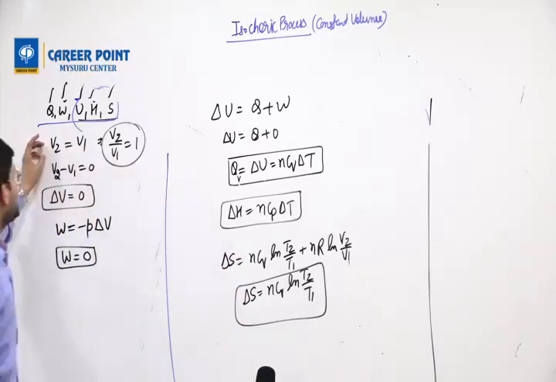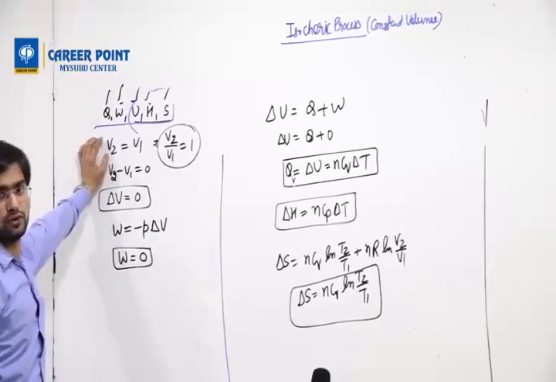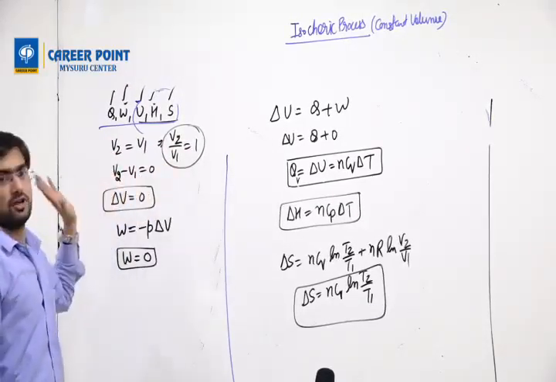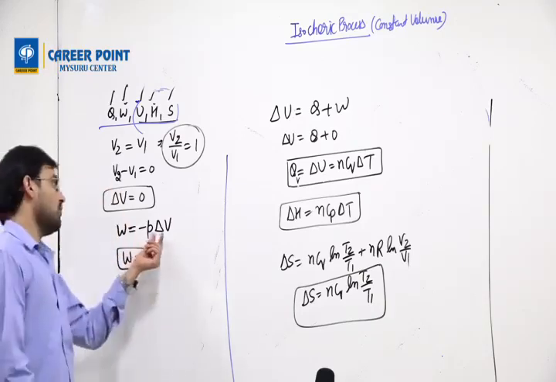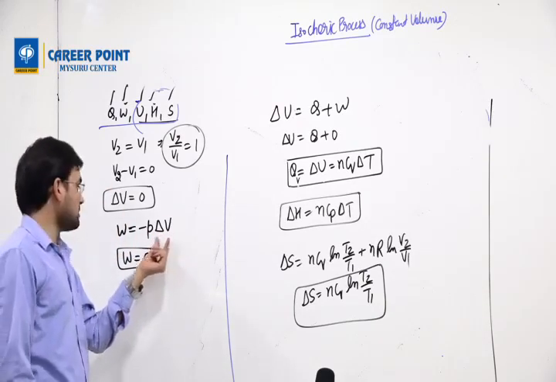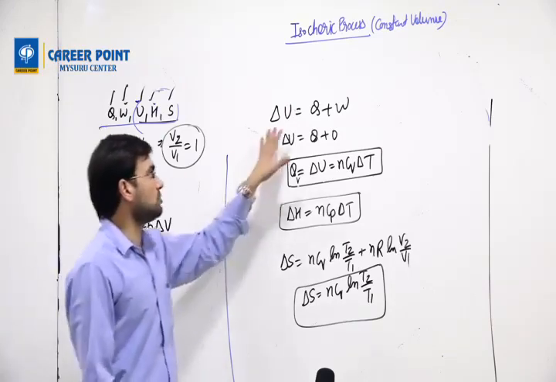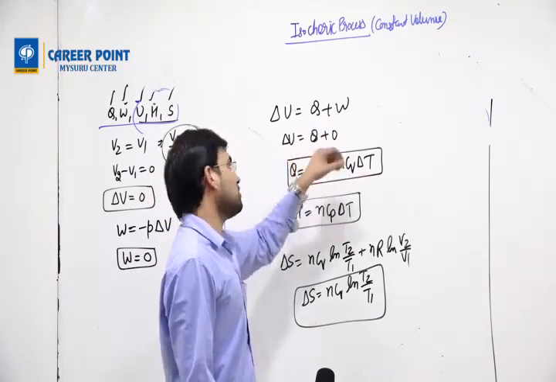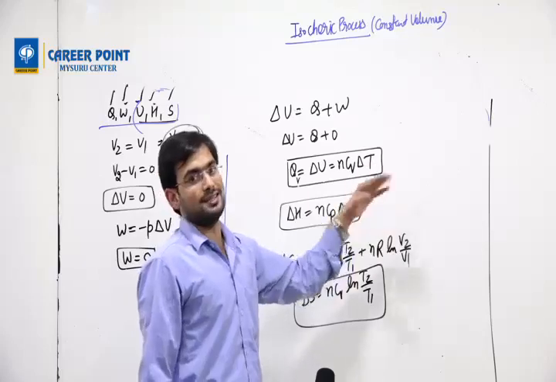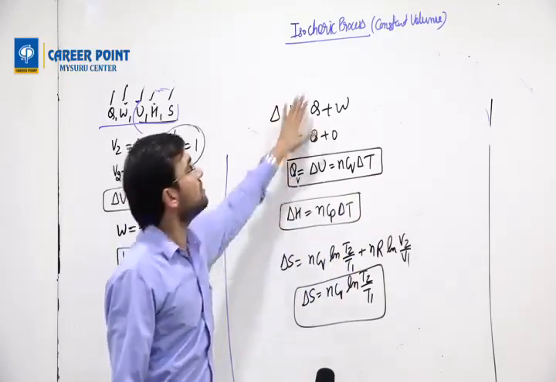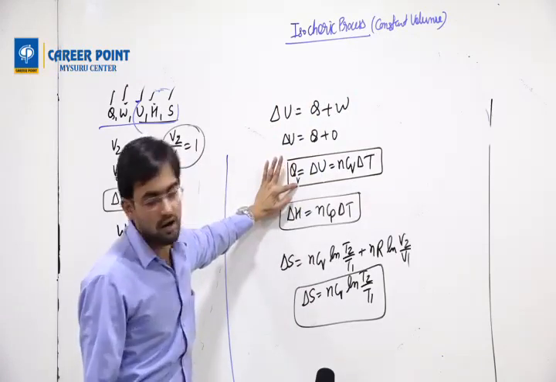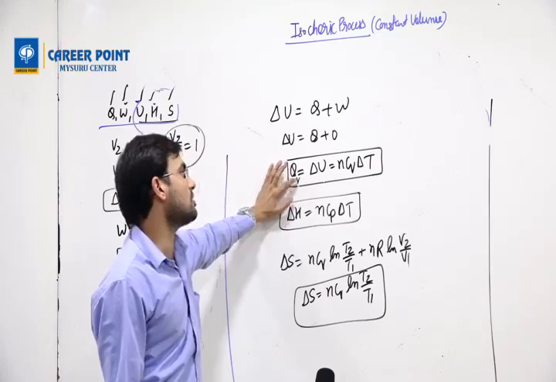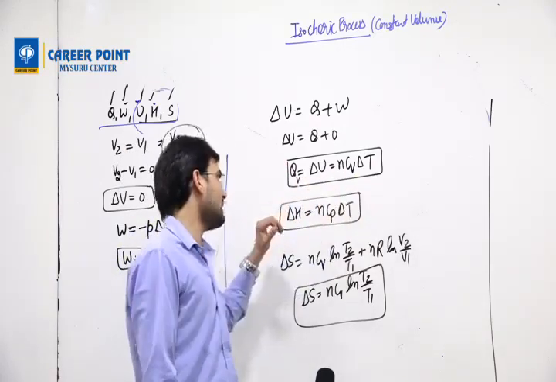Okay, so we'll start from the beginning. As it's an isochoric process, V2 equals V1. Volumes are the same, so V2 by V1 equals 1, V2 minus V1 equals 0. So delta V equals 0, and W equals minus P delta V is a formula where delta V comes. So W equals 0. Then delta U equals Q plus W, and W is 0, so delta U equals Q. Now delta U has a formula nCV delta T. So QV, because it is constant volume, V stands for volume. So heat absorbed at constant volume equals delta U equals nCV delta T.